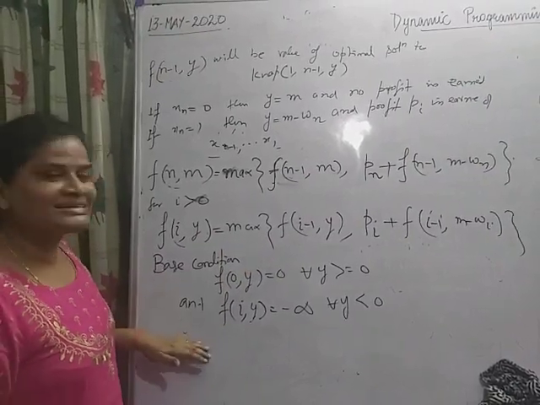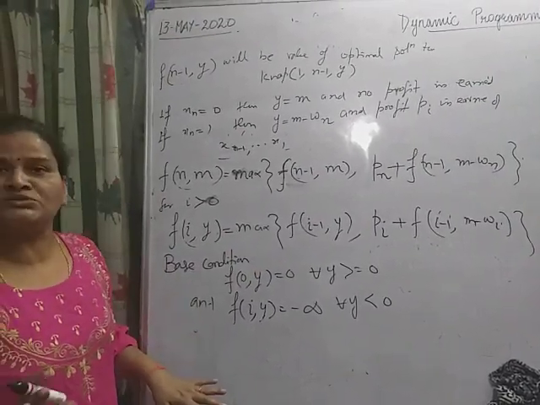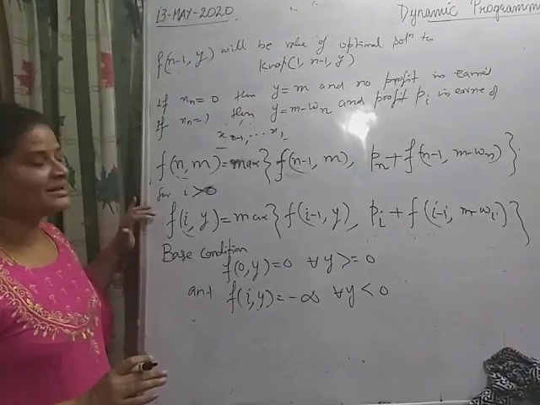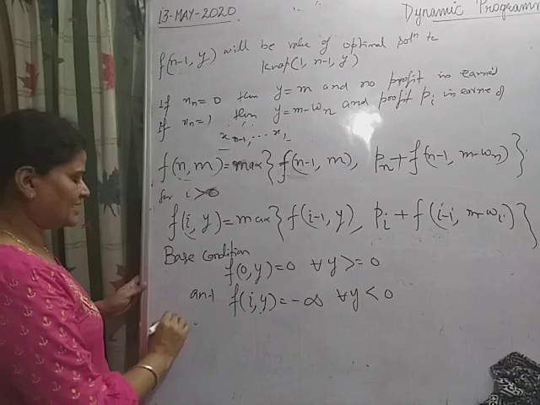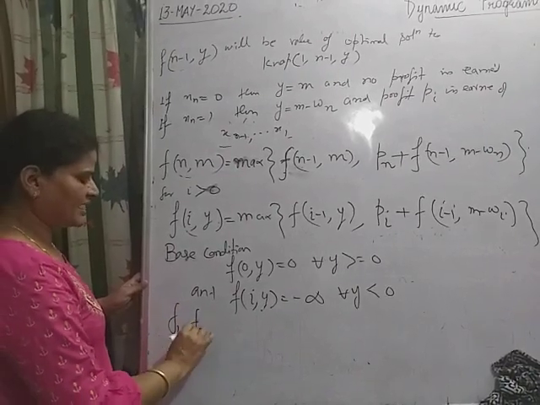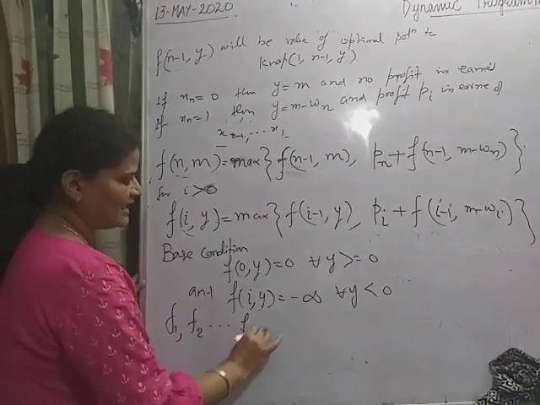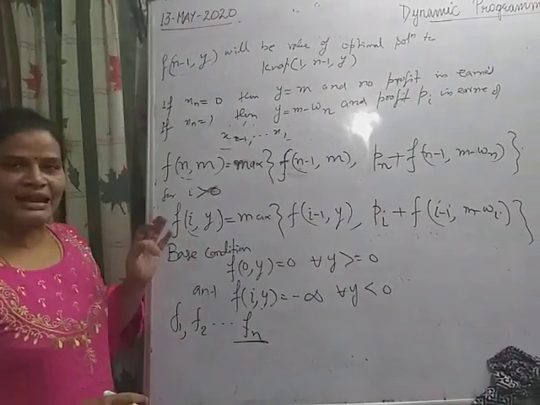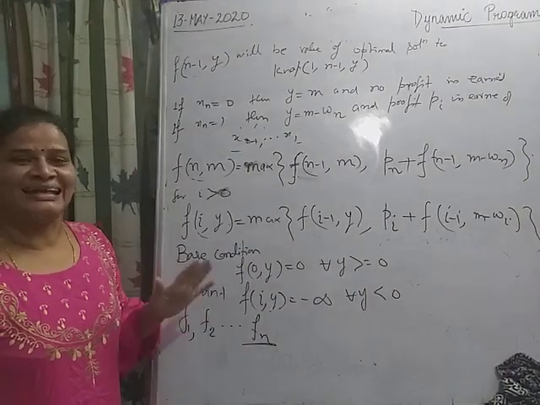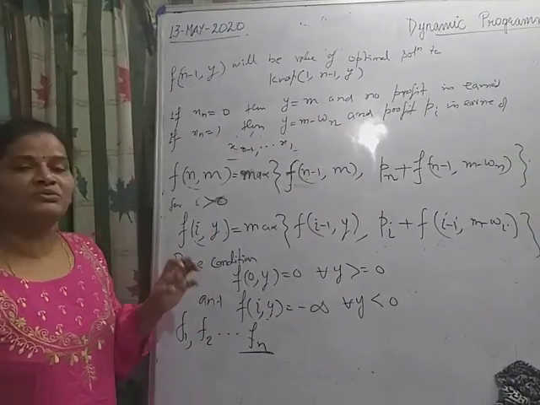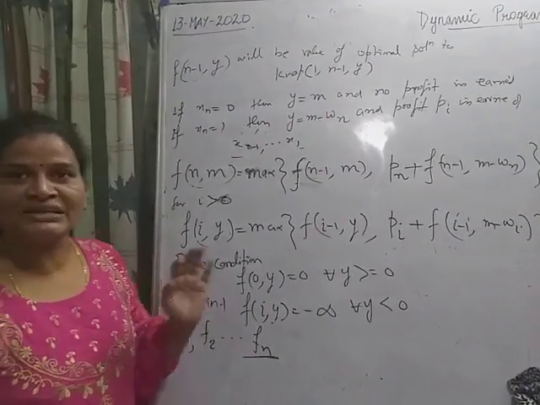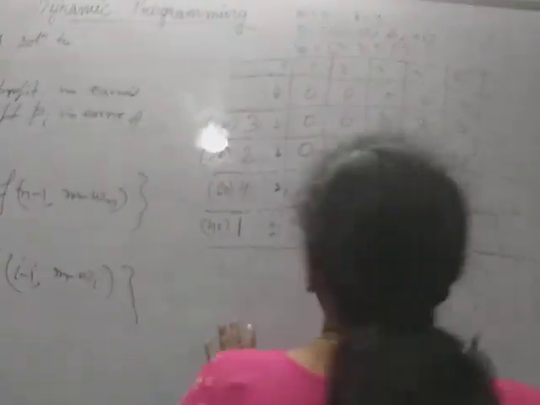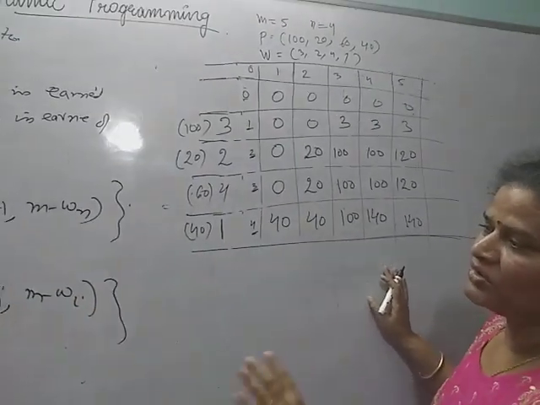Using these conditions, there are two ways to solve the 0-1 knapsack problem. One is to solve this recurrence relation by first computing f1, f2, and so on up to fn. Actually, fn will give the value of the optimal solution. In dynamic programming part 1, I explained how to solve the 0-1 knapsack problem with an example, and the table is this one. Now you can compare this.